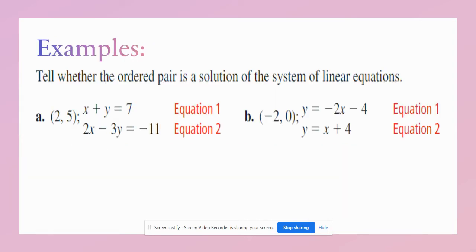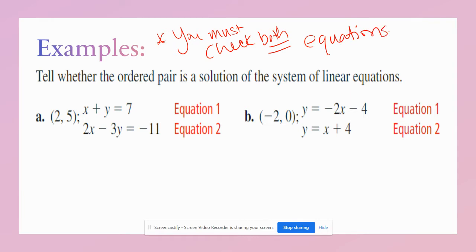The first thing you're going to need to be able to do is to prove if an ordered pair is a solution. A thing to note is that you must check both equations. The reason why is because you could check the first equation, like in letter A, x plus y equals 7, and it works, but it may not work for the second one. So it's very important that you check both equations to make sure that everything works.